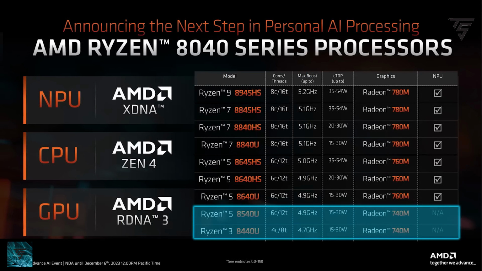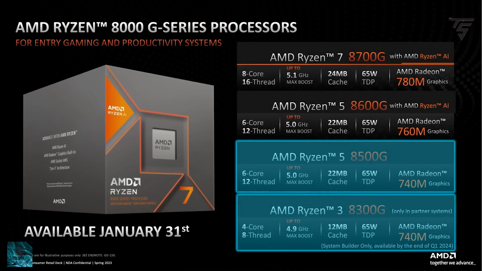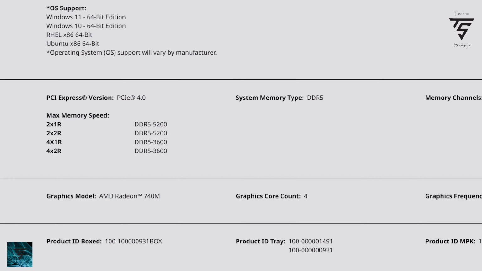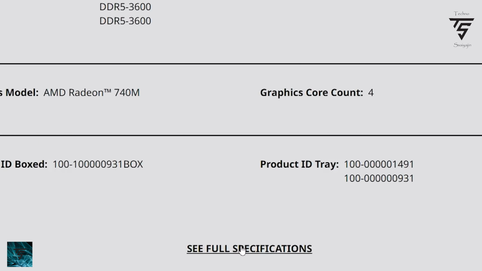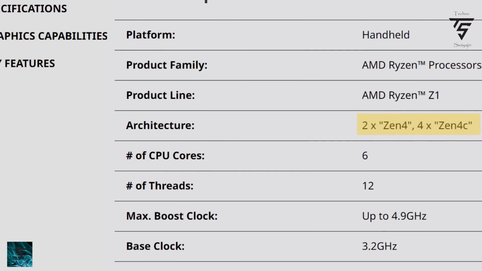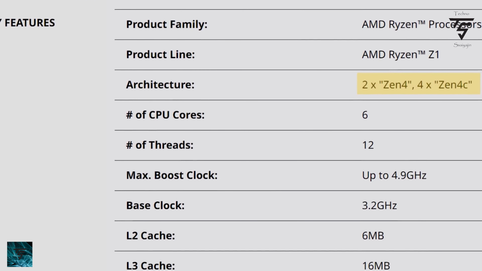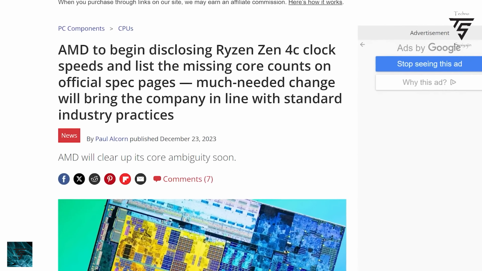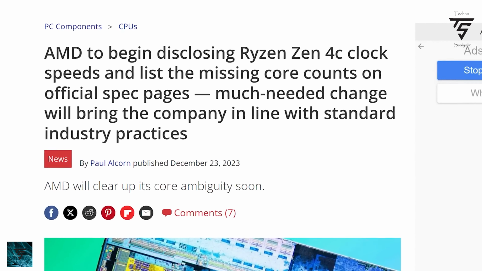AMD said they will be updating it, and they essentially updated it, but it feels a bit weird the way they updated it. You can't see it on the spec sheet on the website, as you can see over here. You don't see it here, you just see Zen 4 and 4C. You have to click on the full specification, where you can see the frequency of those Zen 4C cores, which are their little cores. But they do mention their base clocks and boost clocks of those cores, which is nice to see. It's a bit weird, but they will update it later down the line maybe.